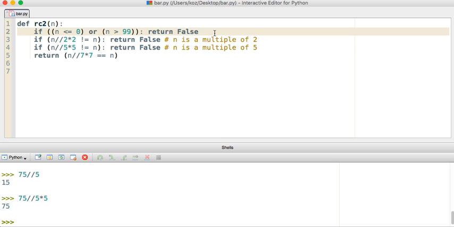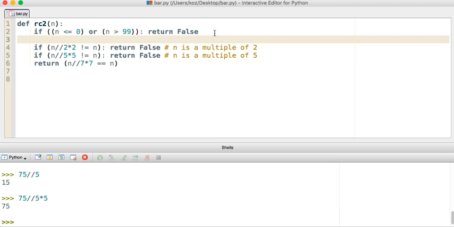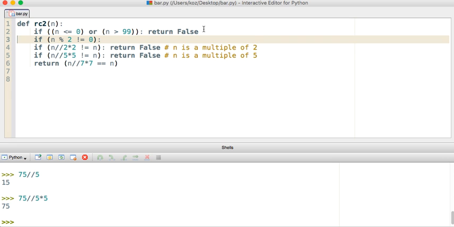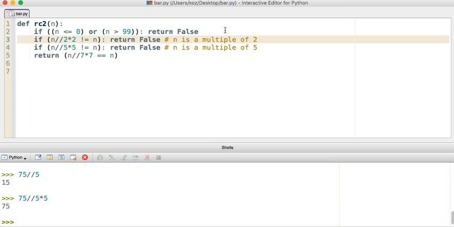There's a better way to test if you're a multiple of 2, by the way. I would say if n mod 2 is not equal to 0, that's a better test. This is if I'm not a multiple of 2. But one of the things about reasoning over code is we might give you an expression in a less obvious way, and you have to understand it. And in fact, while I prefer line 3, there are plenty of programmers who use line 4 or some variant of that. So you have to understand both ways.